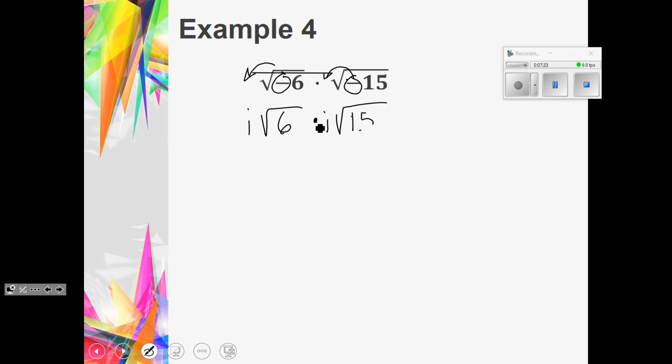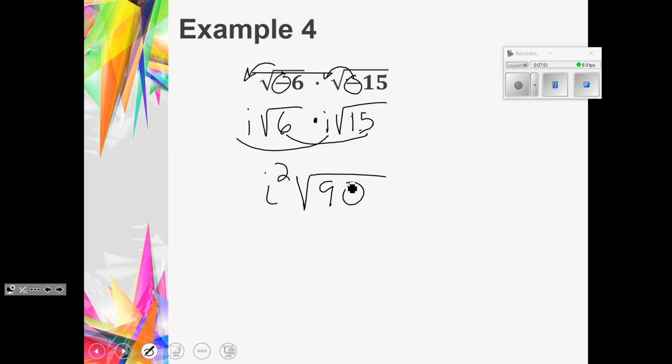Okay? If you didn't, you would just do negative 6 times negative 15, and the negatives would go away, and you would end up with the square root of 90. And then you wouldn't have the i's. If you check this out, now if we do outside, outside, inside, inside, i times i is i squared. And inside times inside, 6 times 15 would be 90.